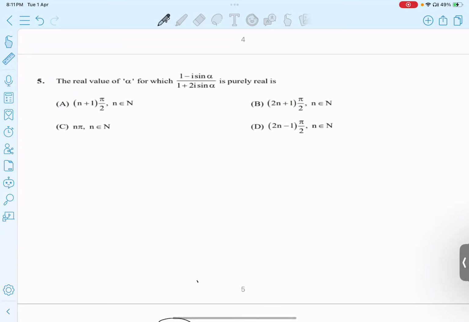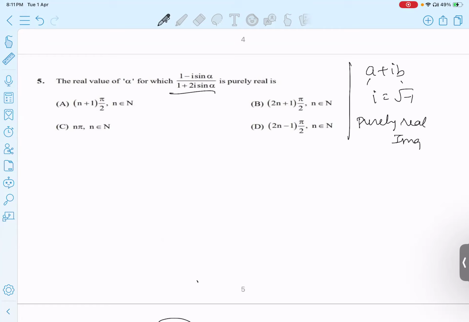The real value of alpha for which the complex number is purely real. So this is a complex number. In the complex number chapter, this is a standard form of a complex number. a and b are the real values. i is equal to root minus 1. Now, we say the complex number is purely real. When do we say the complex number is purely real? If its imaginary part is 0. Okay. So when do we say the complex number is purely imaginary? When its real part is 0.